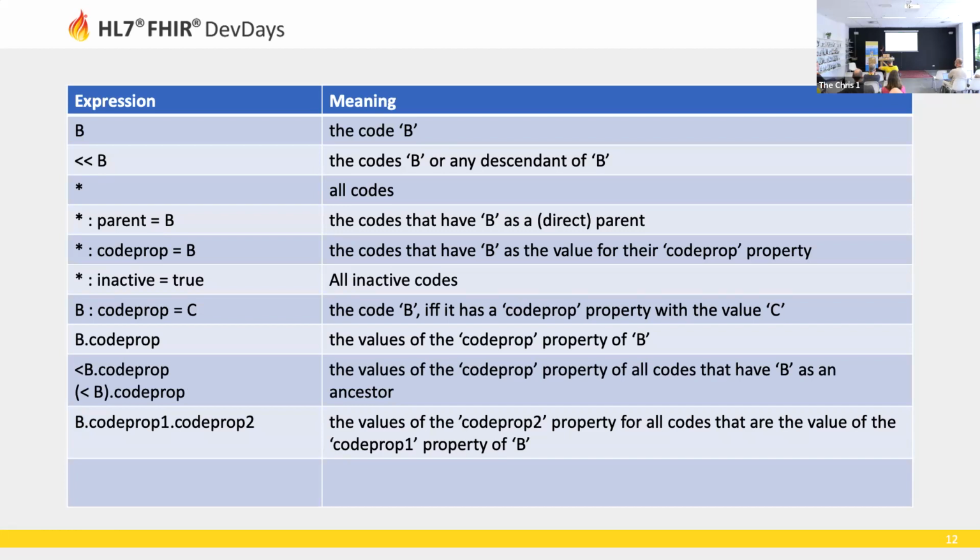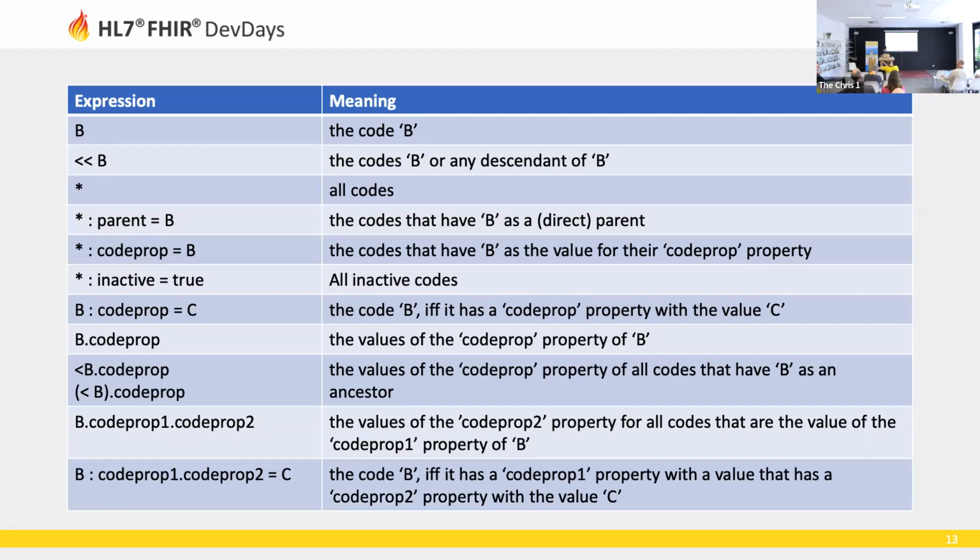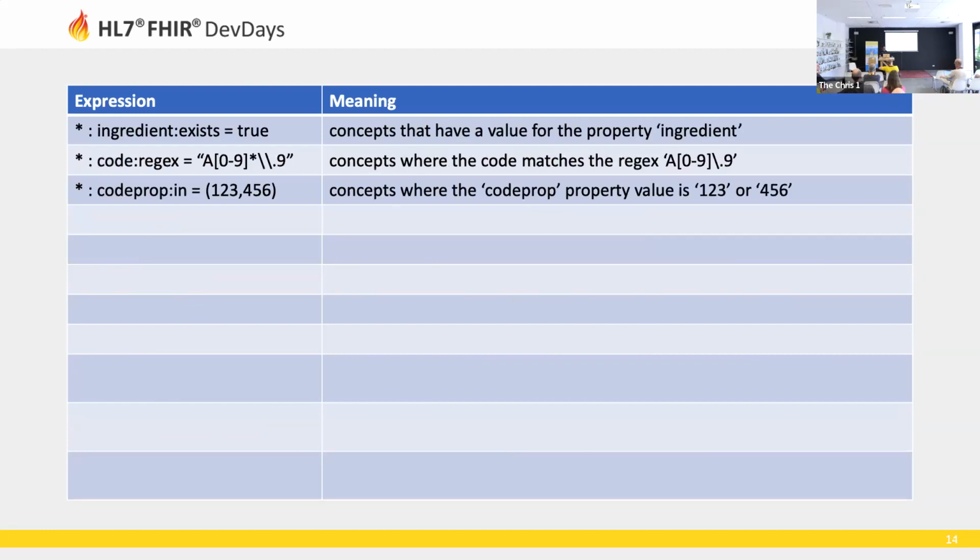And then we have the sort of the navigation. So this is all the values of the code prop for this code B. We can combine things together. So this takes all the descendants of B and gets their code props. And we can do multi-step navigation as well. And we can also constrain values in the context of navigation. And so all those sorts of features naturally extend.